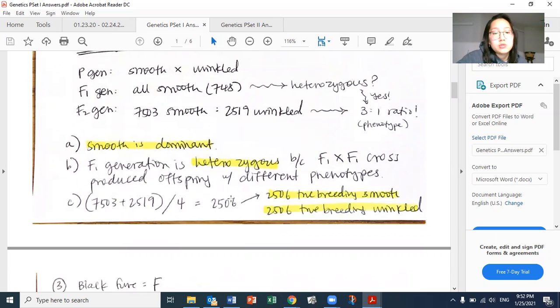And that rounds up to 2,506. When you're rounding, you round up or down normally, based on the first decimal. And so we would be able to estimate around 2,506 true breeding are smooth, and then 2,506 are true breeding for the wrinkled phenotype.